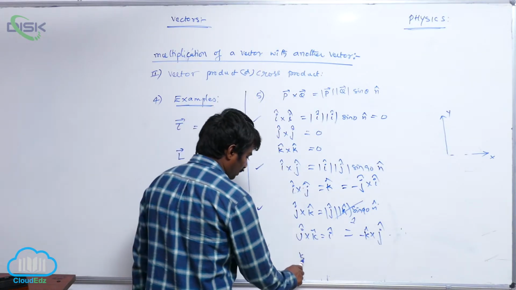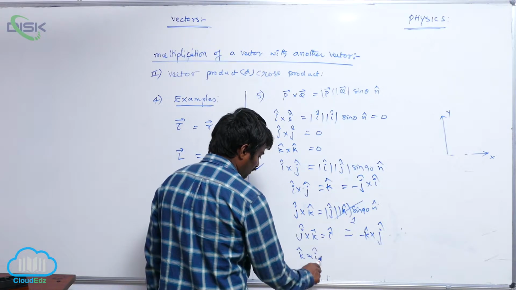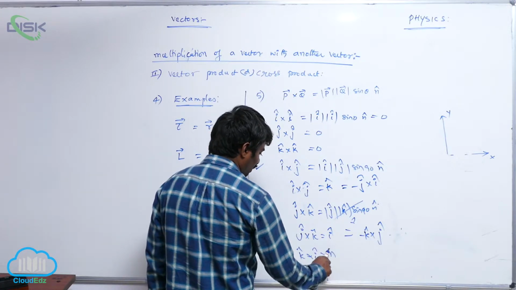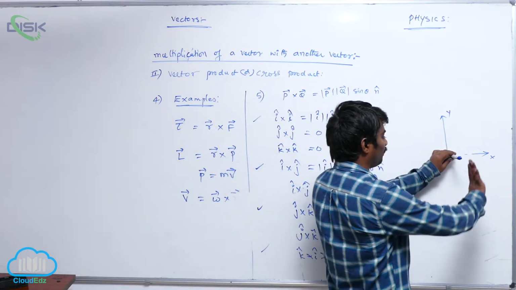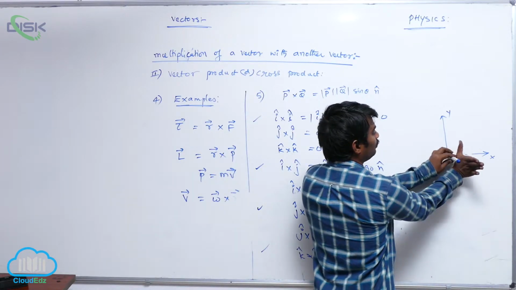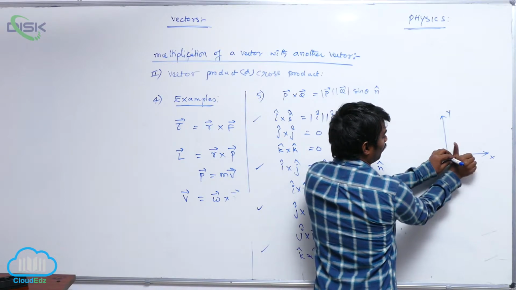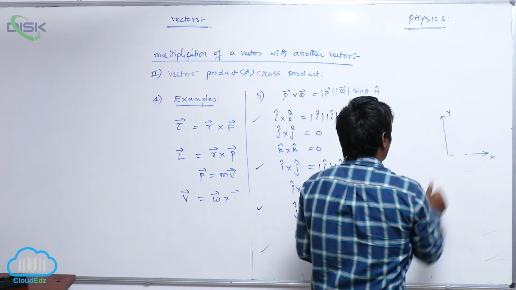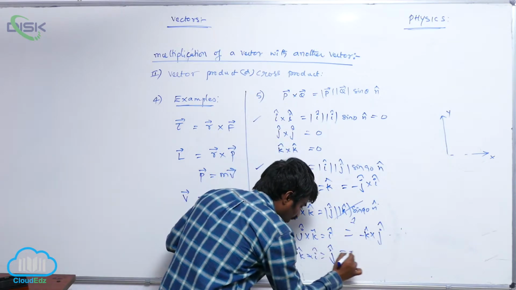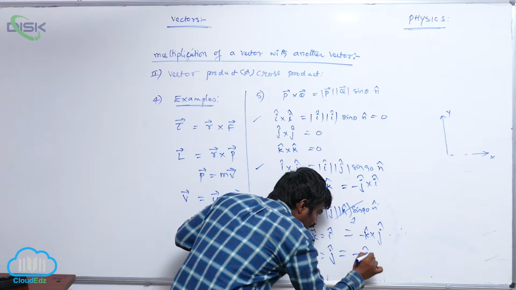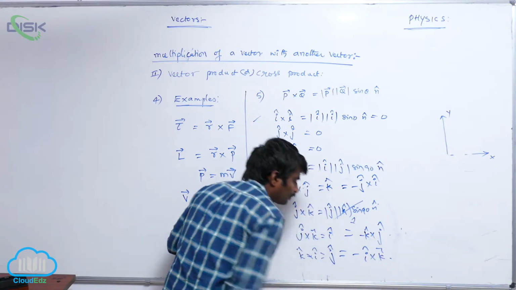Same way, k cap cross i cap is equal to magnitude 1 n cap. K cap, i cap along x-axis, so it points along positive y axis. That's why it is j cap, also equal to minus i cap cross k cap.